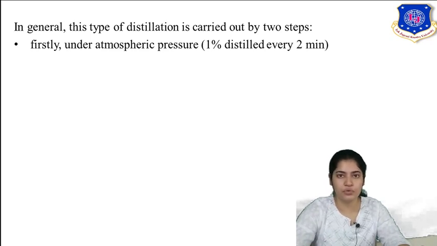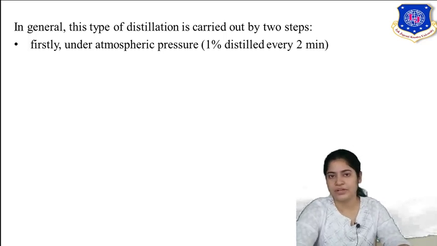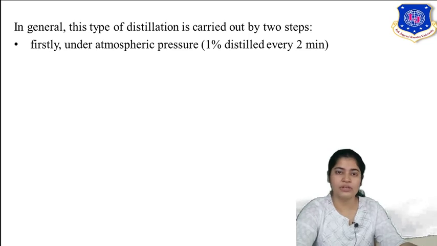At every 2 minutes you will get 1% distilled. Now that was under atmospheric pressure. As the more volatile components get vaporized, the remaining liquid is the heavy fraction. What are heavy fractions? Those which have a very high boiling point or are less volatile.